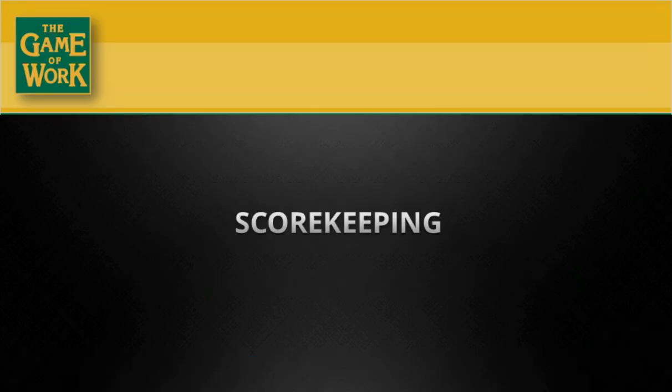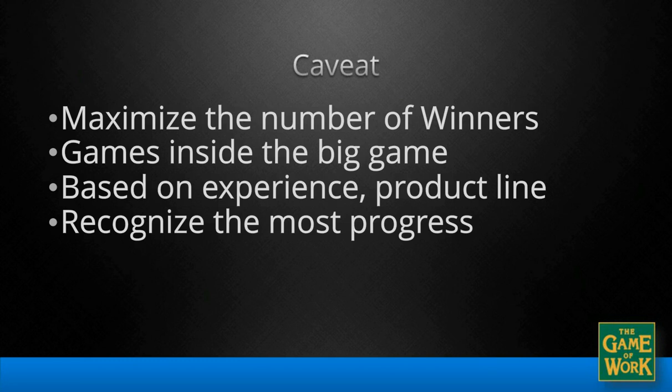And our caveat on scorekeeping is, again, very simple, very straightforward, and that is that you must first maximize the number of winners. So to make that happen in your gamification, look for sub-games inside the big game. You might break them up into flights as we would in a corporate golf tournament, so that based on people's experience might be one category, or product lines might be linked together.